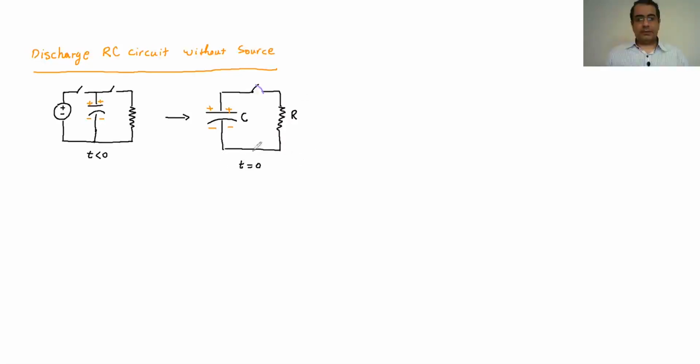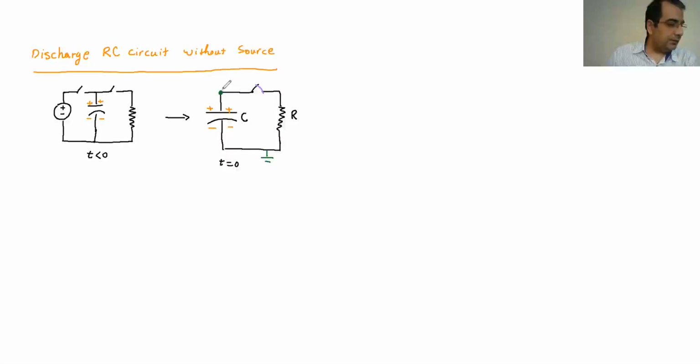So if I want to analyze this system after the key is closed, I'm going to use the node voltage method. Let me bring this a little bit lower. So assume this is t equal to 0. In the node voltage method, I have to choose a reference. I'm going to choose this point as a reference, and then I want to write the node voltage for this point here.